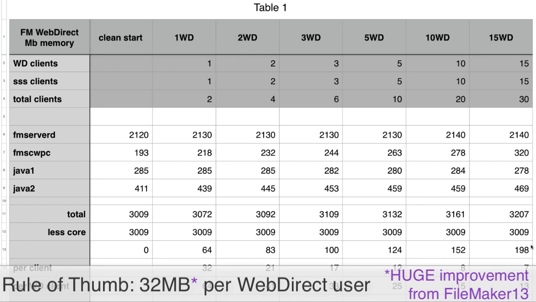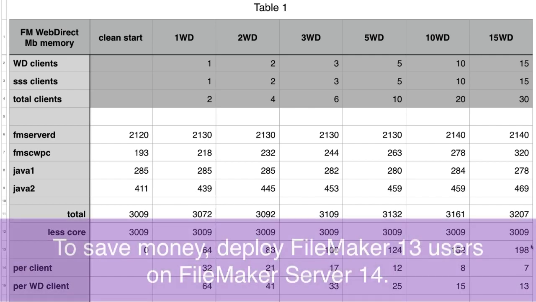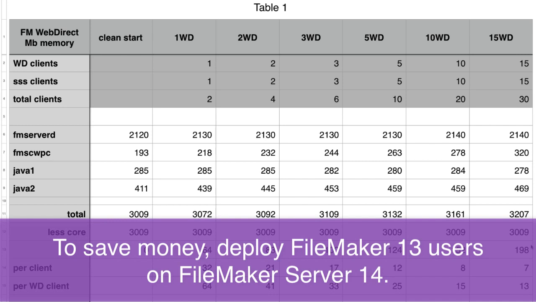So this means that providing you've got your licensing in place, you can have a significant number of WebDirect users running on FileMaker Server 14 without having to go to an extremely high hardware configuration. What it also means is whatever kit you've got at the moment under 13, if you deploy it with 14, you can get an awful lot more bang for your buck by merely upgrading from 13 to FileMaker Server 14. Oh, that's fantastic.